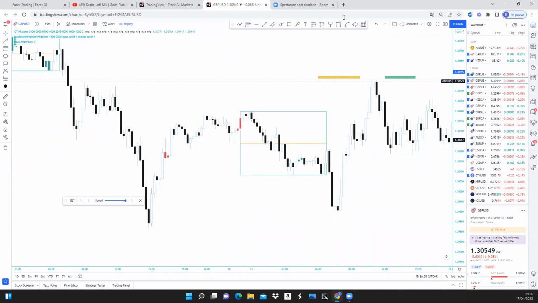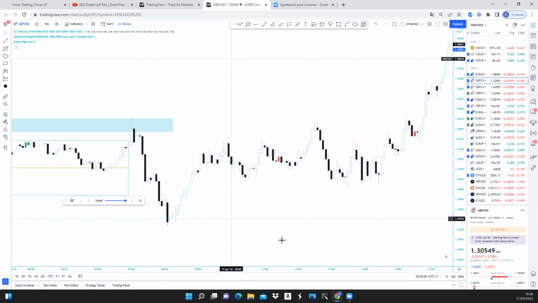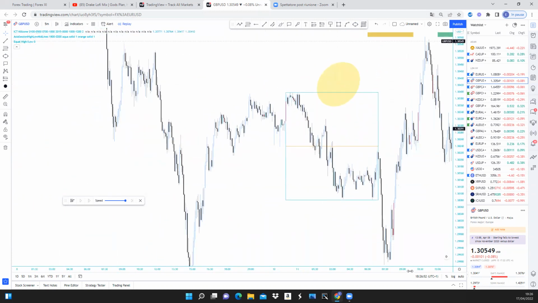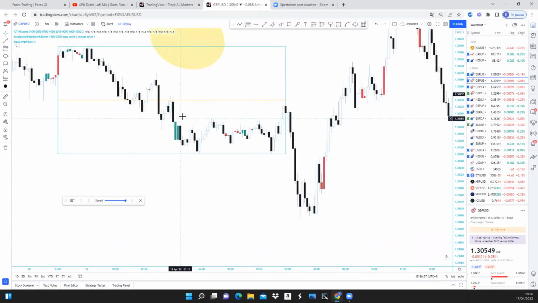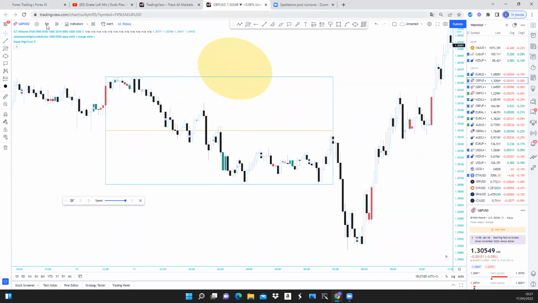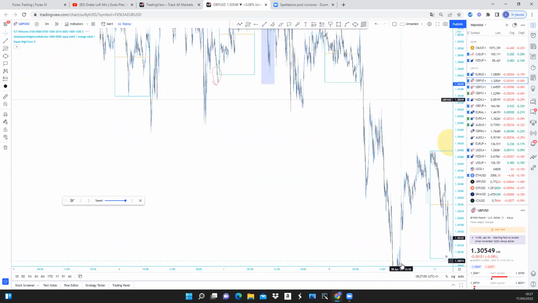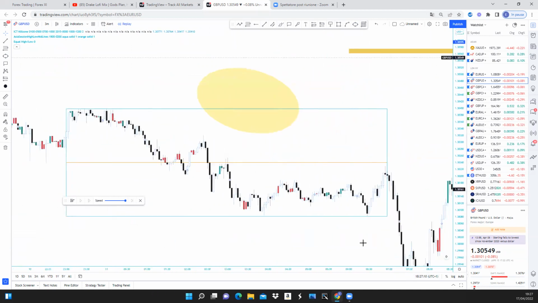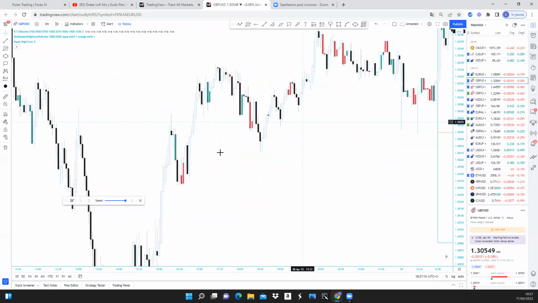Here, perfect. Let's see also here. 15 minutes, we don't have liquidity target. Let's look into the 5 minutes. Equal high is already taken out. Nothing. Need to check the 3 minutes. Perfect. And we don't have equal highs also here.